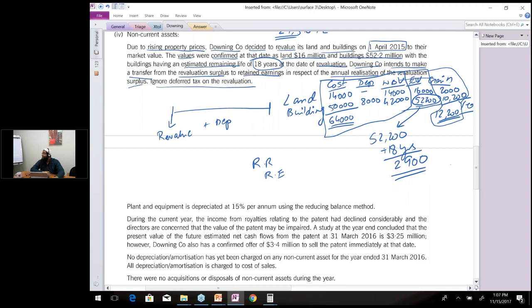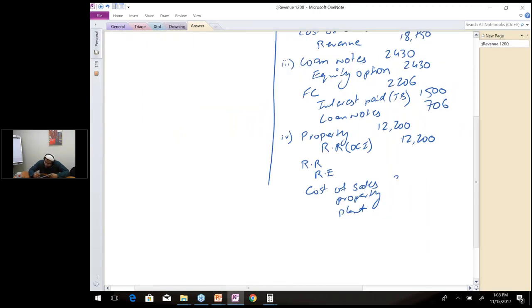Am I saying earnings, the difference between old debt and regulated, right? Yes, exactly. Yes, Ahmed, both of your statements are right. So now we are going to charge the depreciation and cost of sales of the property at 2,900.